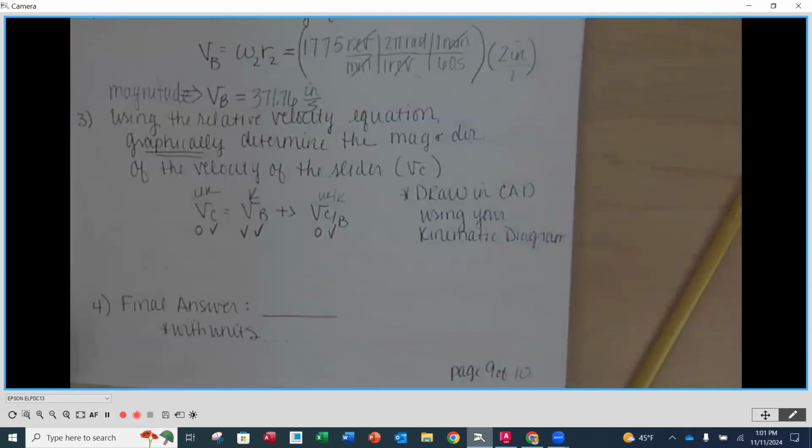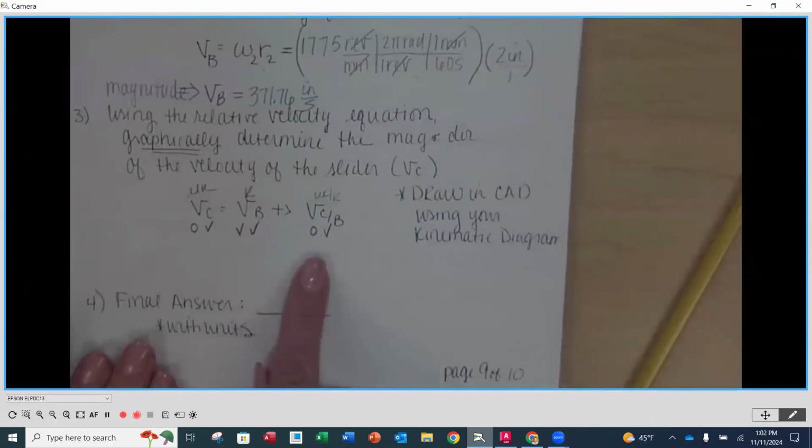Nope. Do you have 2 check marks on C? You don't know magnitude for C. You only know its direction. Where do we have 2 check marks? At B, correct. The velocity of B. Velocity of B, we know magnitude. We know how long it is. We know it's going down and to the left, and we know it's perpendicular to link number 2.